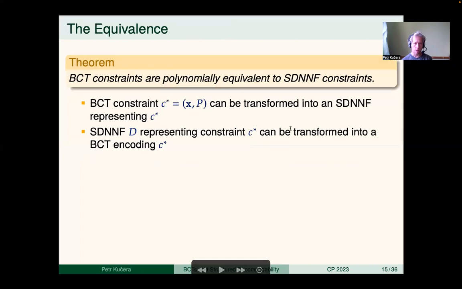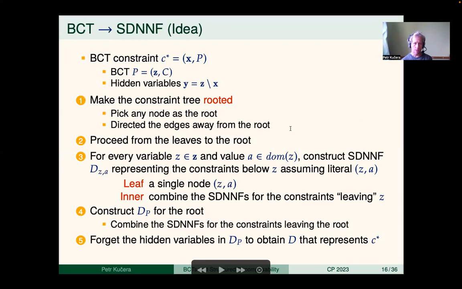Okay, so our result is that BCT constraints are polynomially equivalent to structured DNNF constraints, which means two things: that the BCT constraint can be transformed into an equivalent SDNNF, and an SDNNF that represents some constraint can be transformed into a BCT encoding of this constraint. So now I would like to give an idea of how to translate a binary constraint tree into a structured DNNF.